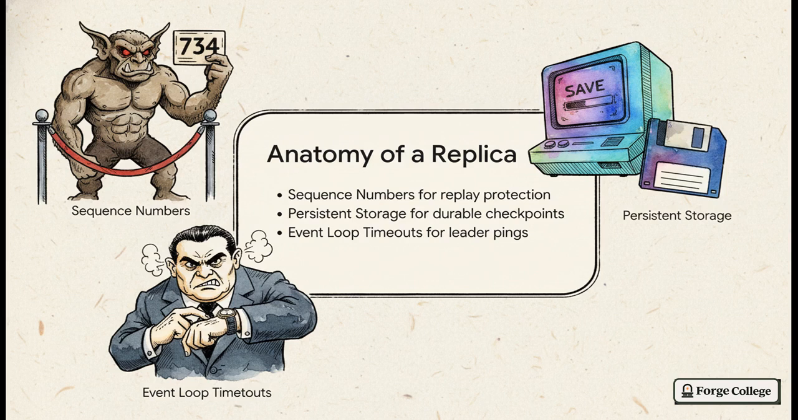Second, persistent storage for durable checkpoints. This functions exactly like a save game file in a video game, making sure you don't lose all your hard-earned progress when the server's power inevitably goes out.